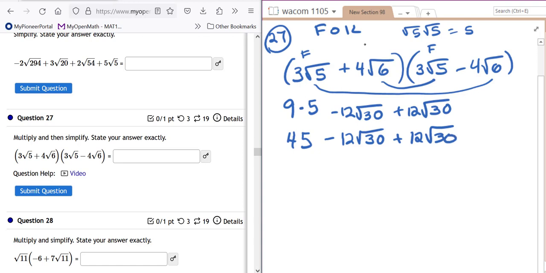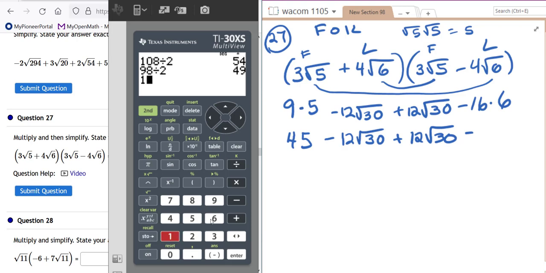Right, and then last. This one's last, this one's last. 4 times negative 4 is a negative 16. Square root of 6 times square root of 6 takes the radical off. So this will be a minus 16 times, whoops, not divide, times 6, 96.